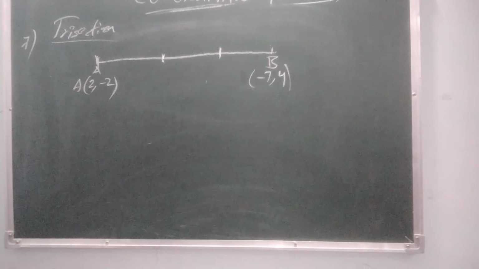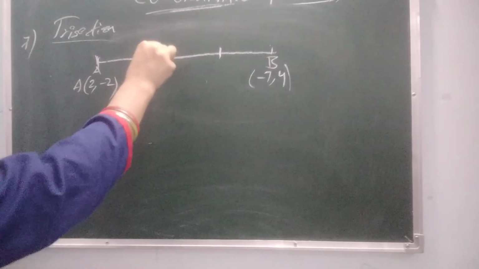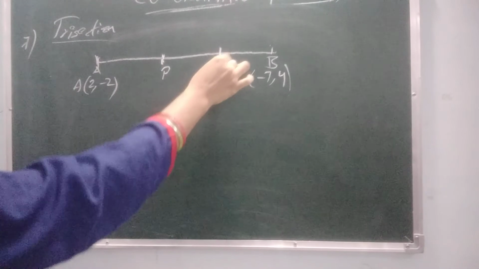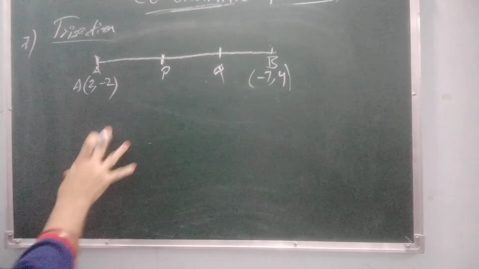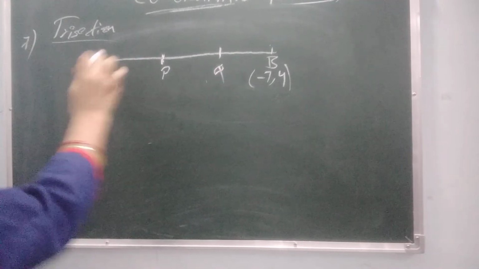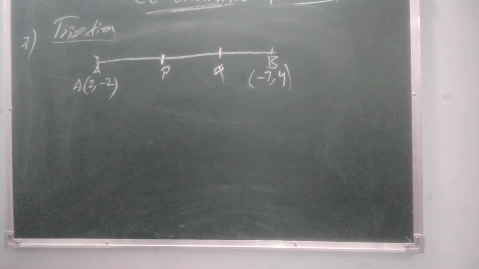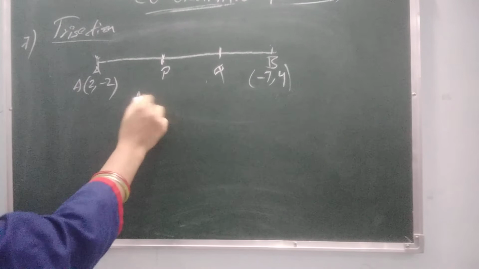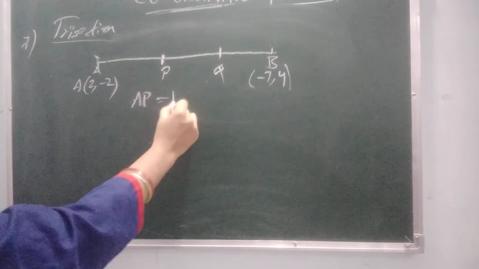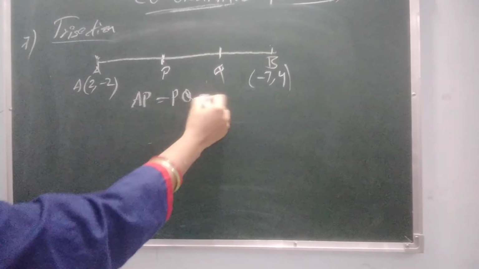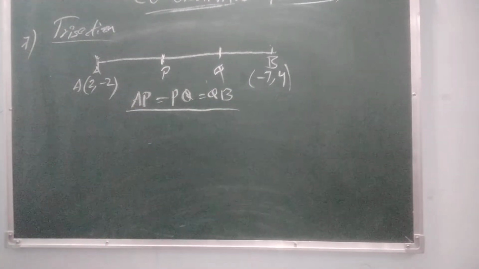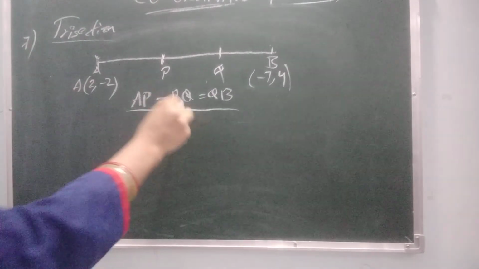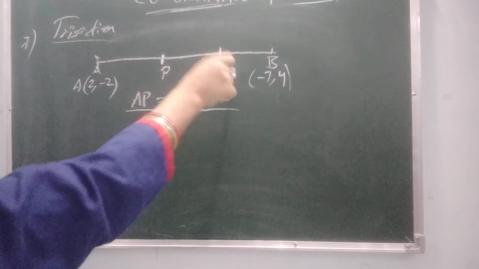If you take any 2 points, let's suppose we take P and Q here, the points of trisection of A and B. That means AP equal to PQ equal to QB. That means AP equal to PQ equal to QB. Is it clear or not?